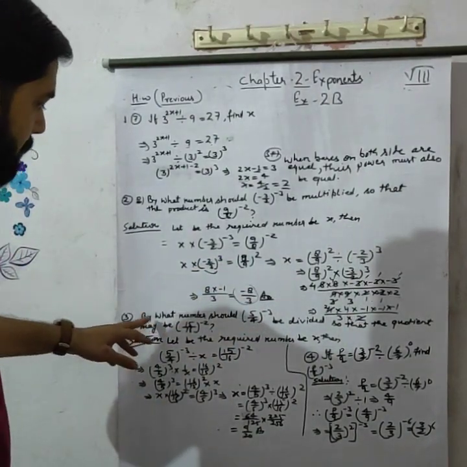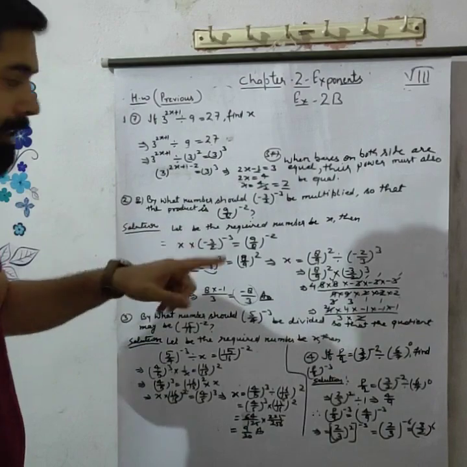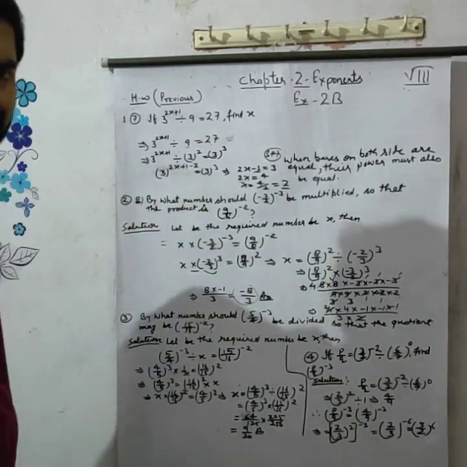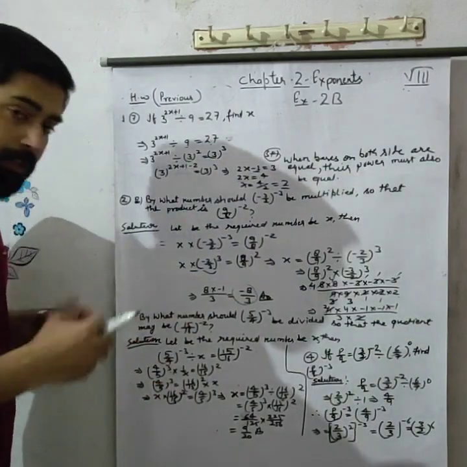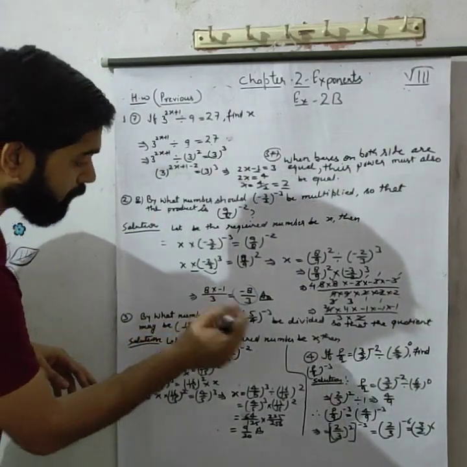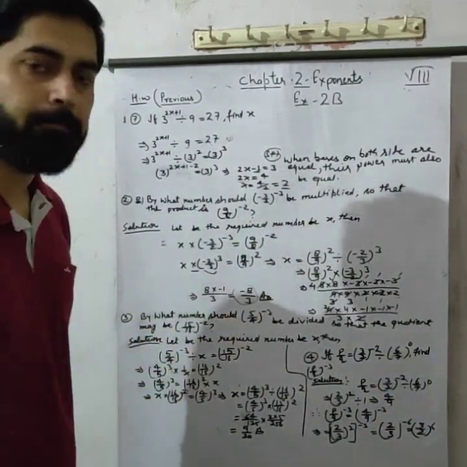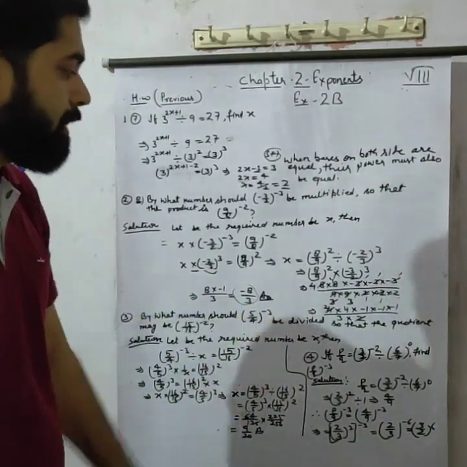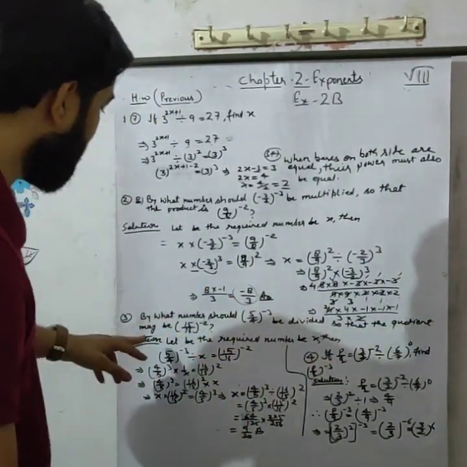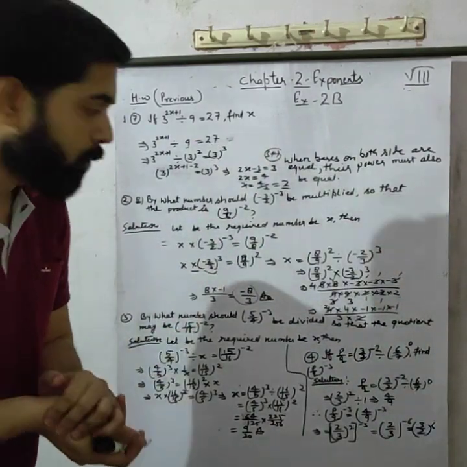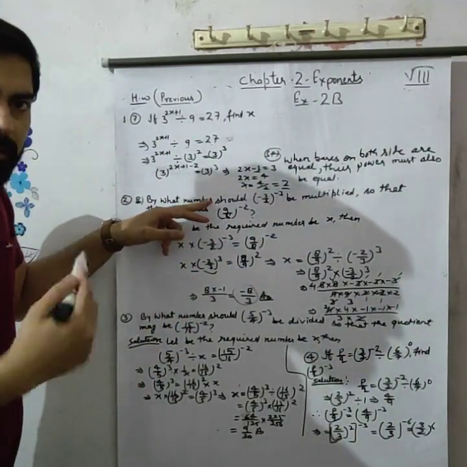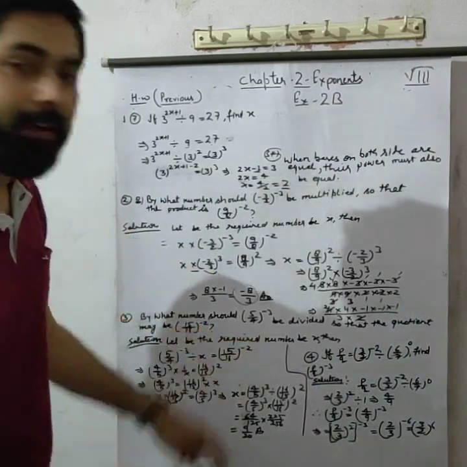Now third question, this is a multiplication. Now this is a division. This is a different type of question, not a homework. This is not previous homework. This is today's topic. Today's question is: by what number should 5 upon 4 raised to power minus 3 be divided so that the quotient may be 15 upon 16 raised to power minus 2. Here is a multiply. Now here is a divide.